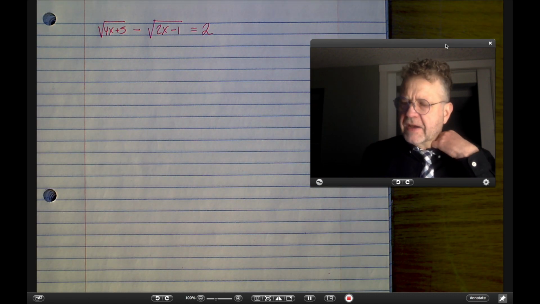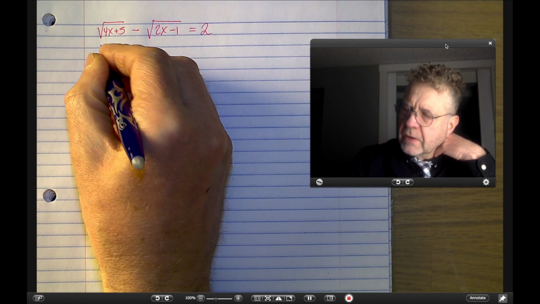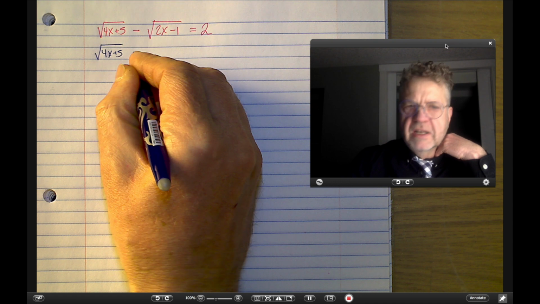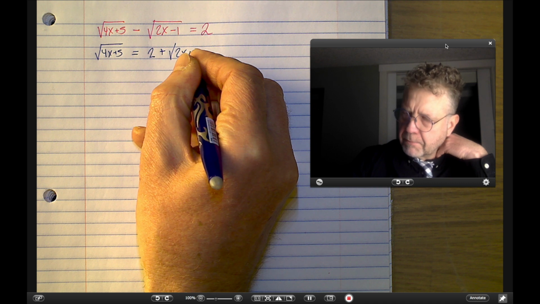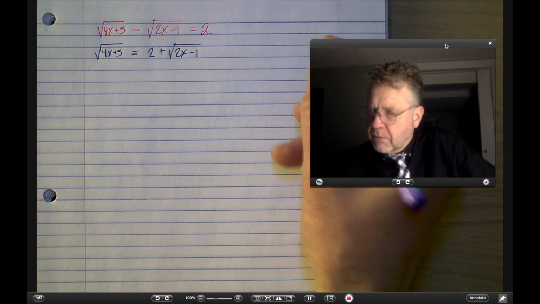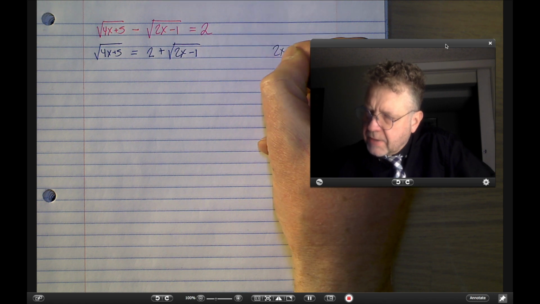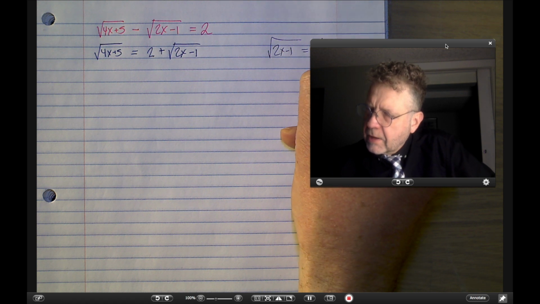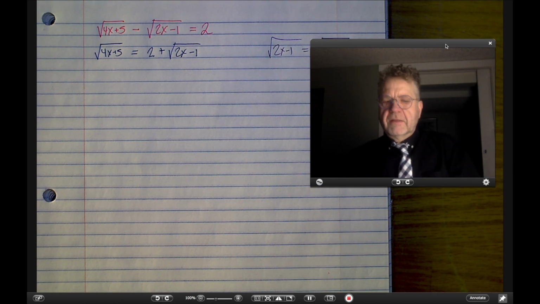So square root of 4x plus 5 comes up first. So I'm going to isolate it. I'm going to work with square root of 4x plus 5, and I'm going to toss everything else to the other side there. So this is going to equal 2 plus square root of 2x minus 1. As I said, you can do it either way. You could isolate the square root of 2x minus 1 and work with that. Square root of 2x minus 1 is going to be equal to the square root of 4x plus 5 minus 2. Now I know you can't see that, so I'm going to move this a little bit.